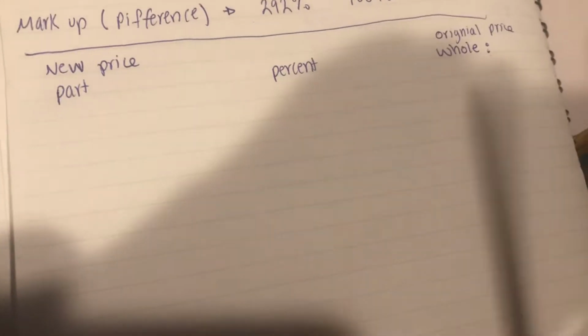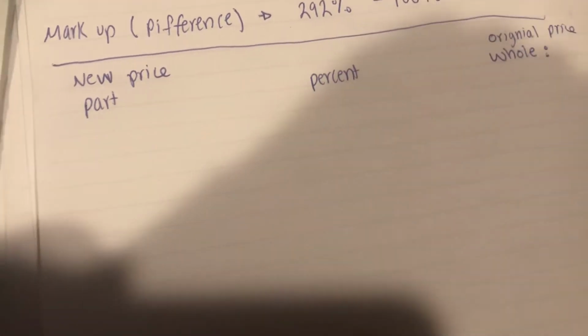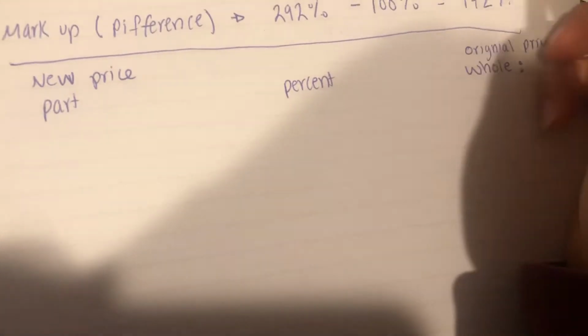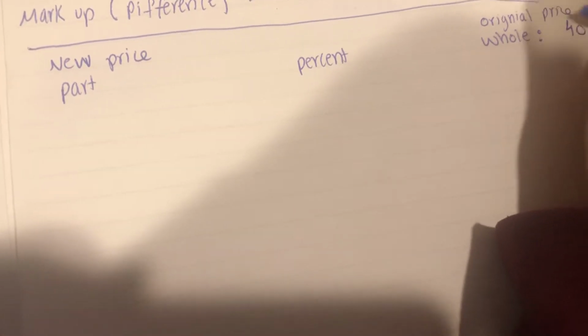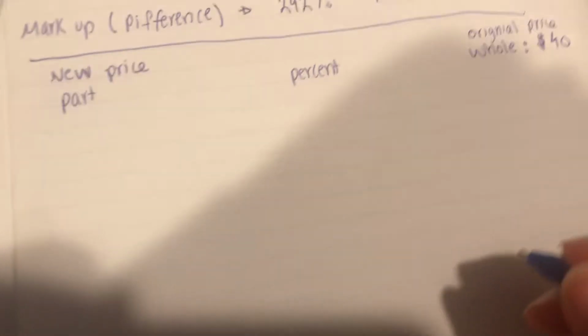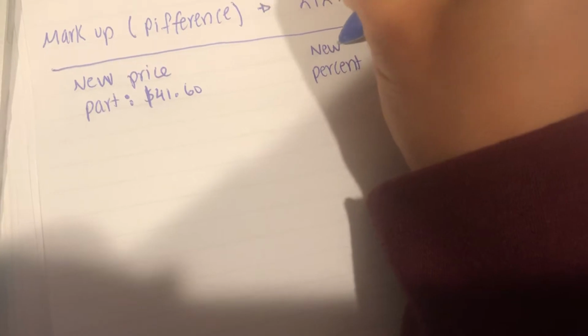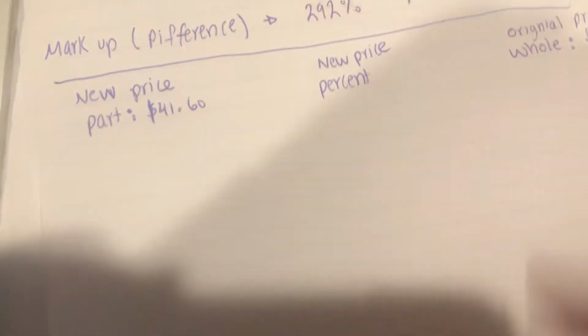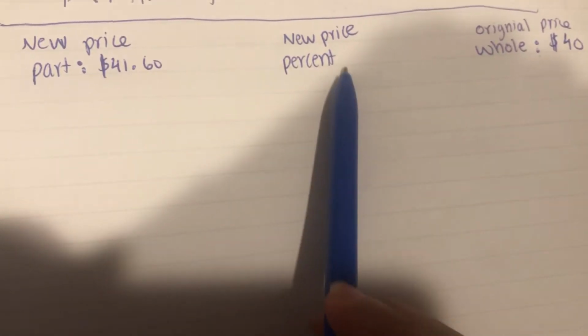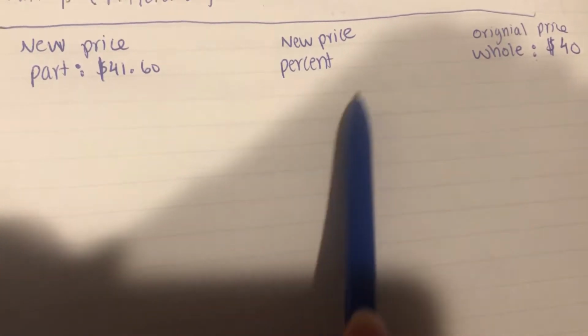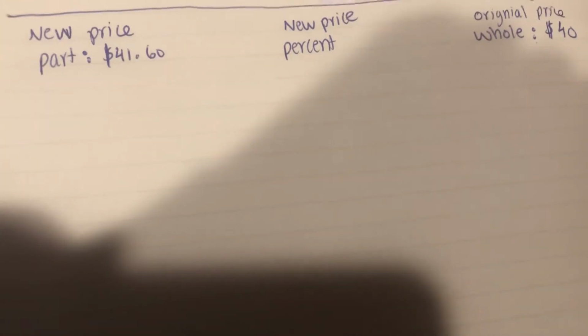Okay, so here we're going to go ahead and remember that the whole is always the original price, and here the original price is $40. And the new price, including the sales tax, is $41.60. Now, again, if the part represents the new price, that means the percent is going to represent the new price. And we need to remember that the question's asking us what is the sales tax percentage, not the new price percentage, which means that we're going to actually have to find that by subtracting.